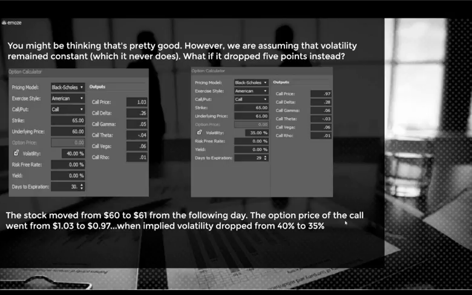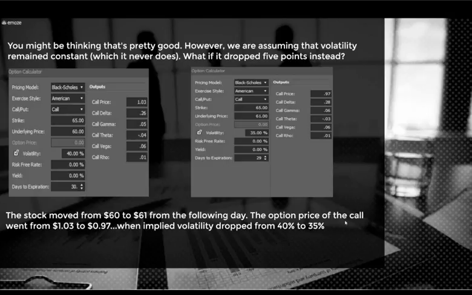So the stock moved from 60 to 61 like we had in the other examples. The option price of that call went from $1.03 all of a sudden to 97 cents. It's a losing trade when implied volatility dropped from 40 to 35%, which is typical to happen. And that's not even showing the time decay occurring on this as well. This is more of a losing trade.